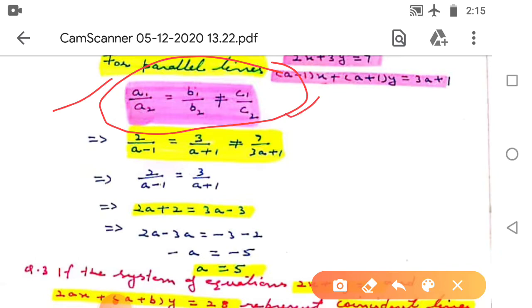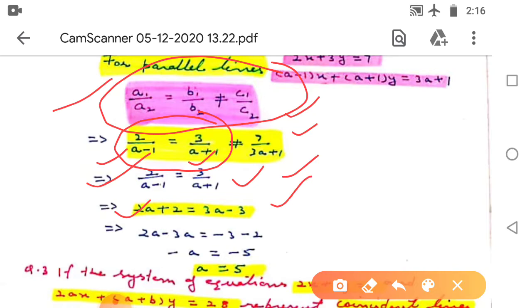And after putting the values of a1, a2, b1, b2 and c1, c2 here, 2 upon a minus 1 is equal to 3 upon a plus 1. It's not equal to 7 upon 3a plus 1. So we take these two equalities. So 2 upon a minus 1 is equal to 3 upon a plus 1. And this is 2a plus 2 is equal to 3a minus 3. And finally we get the value of a as 5. So the value of a comes 5.